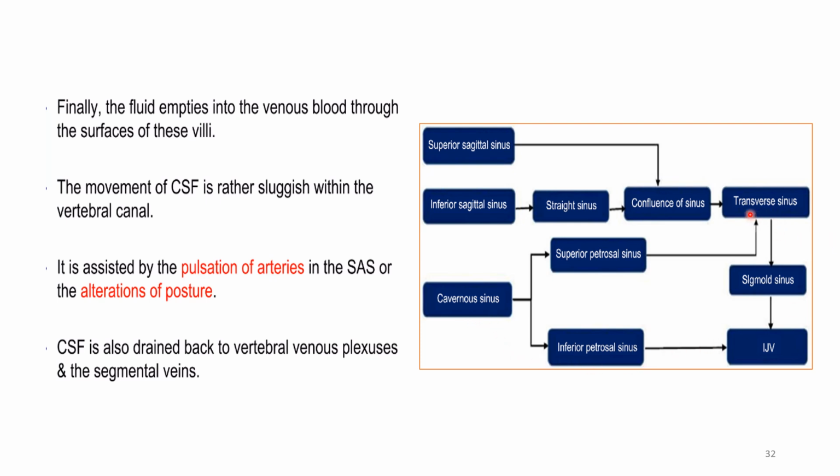And this transverse sinus is giving blood to the sigmoid sinus. The sigmoid sinus and inferior petrosal sinus will open into the internal jugular vein. So ultimately, the blood and CSF will be drained into the internal jugular vein.